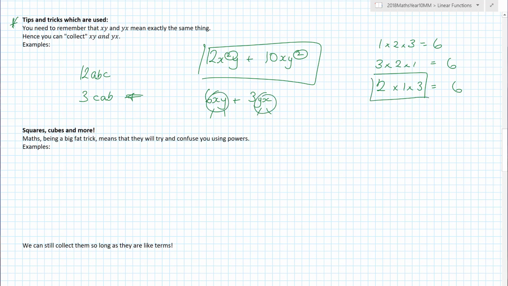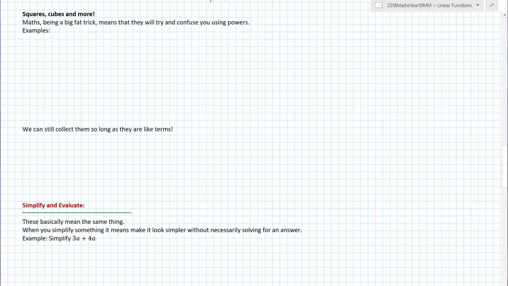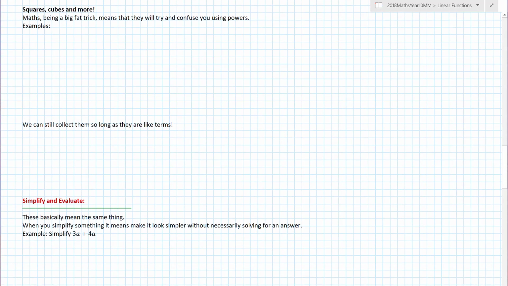And at exam, they will try and trick you. Now, you know as well as I do, we tend to write the number first in a term and then all of the letters in alphabetical order. But exams aren't going to be there to be nice to you. I've said here squares, cubes, and mores. Maths being a big fat trick. Again, 12x squared y plus 12yx squared. Are they the same? Of course they're the same, because although the order is different, I've got a square x, a yak, and a yak.